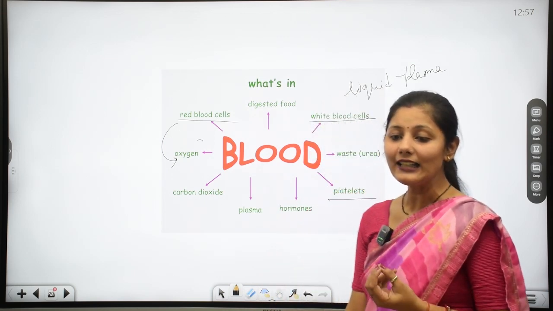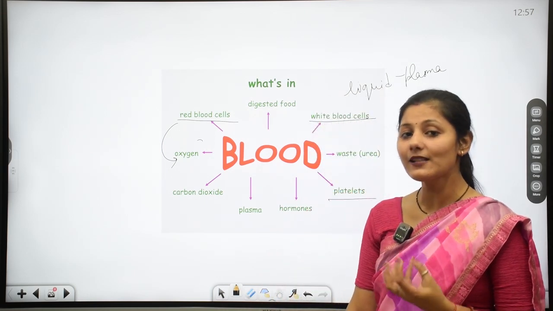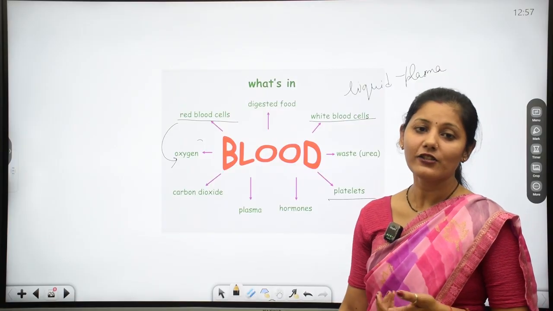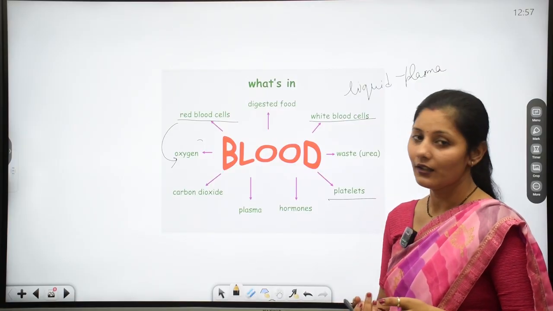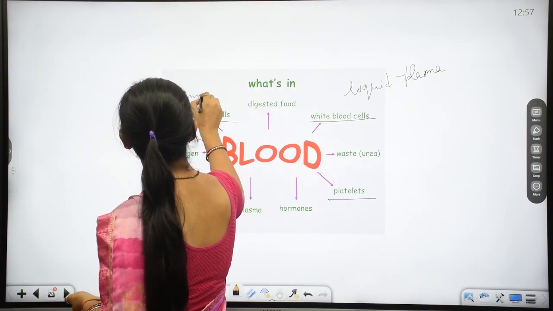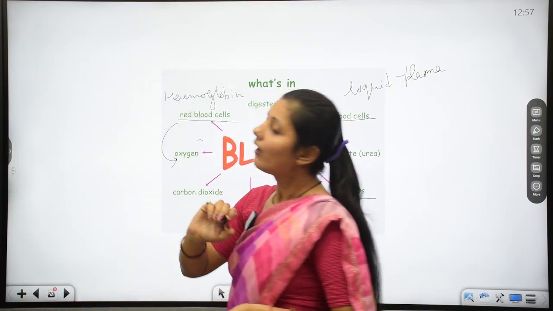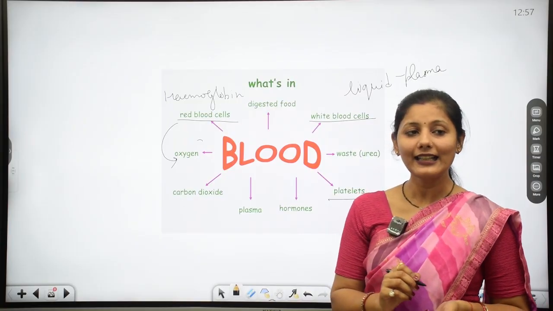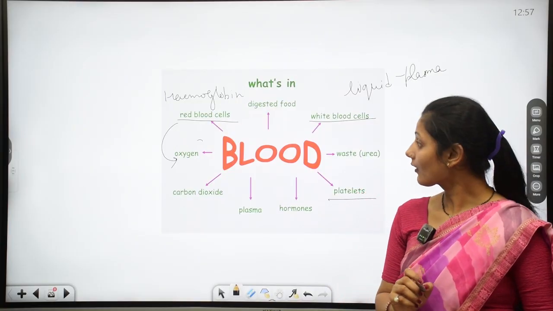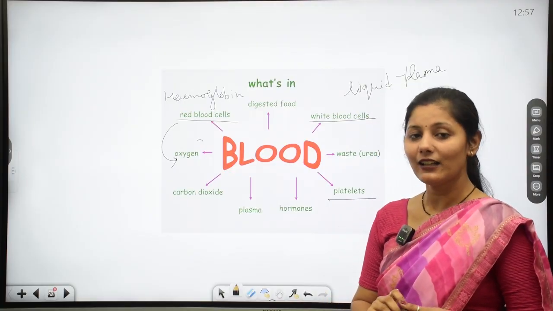RBCs are red in color. It has a special type of pigment which carries iron, and this is called hemoglobin. RBCs have hemoglobin, which is a red colored pigment, and it has iron. So RBCs are responsible to carry the oxygen inside our body.